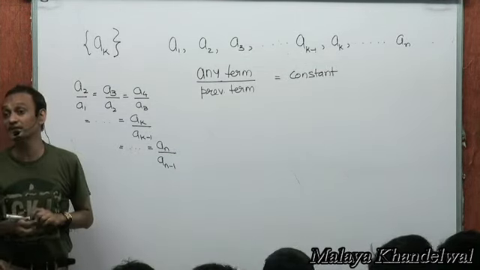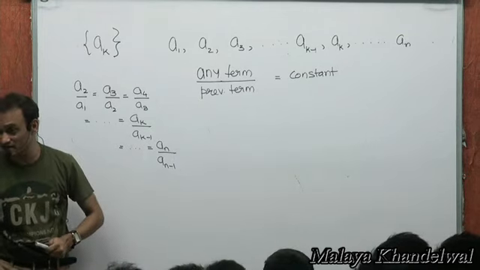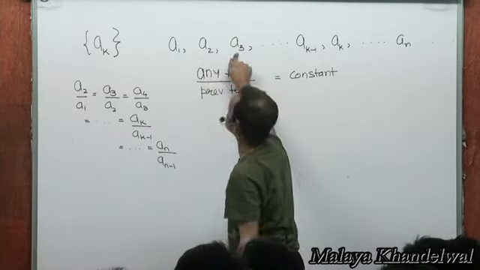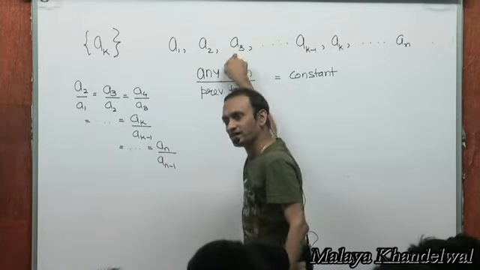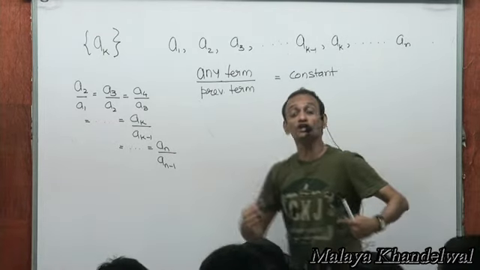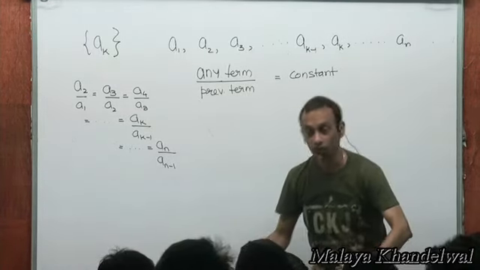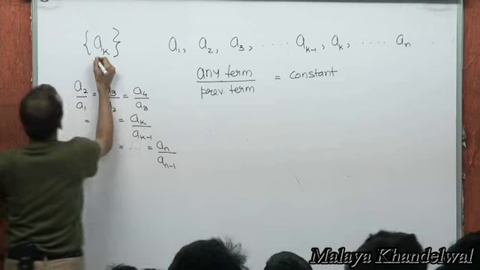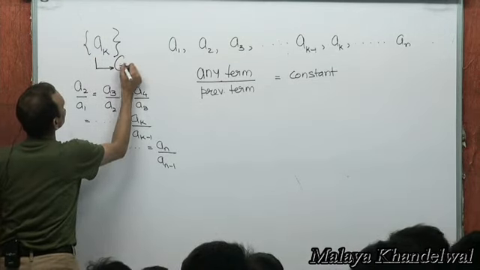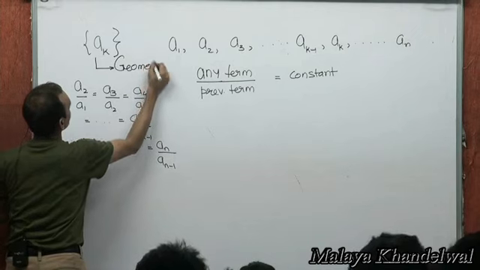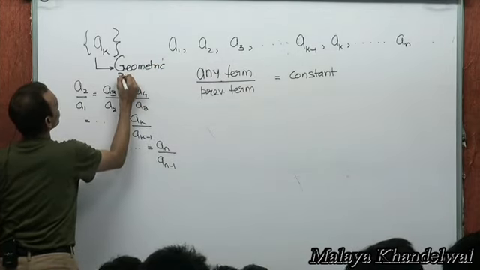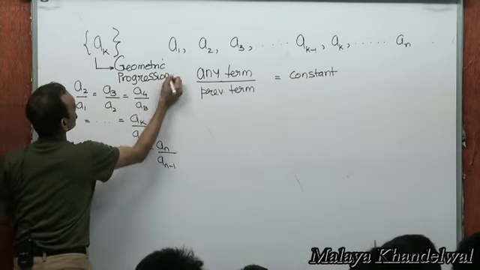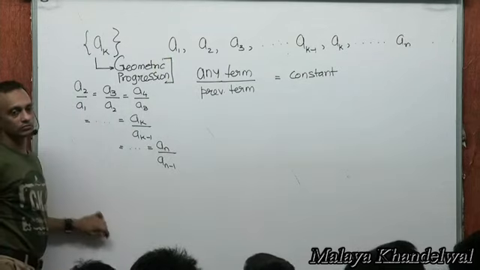This ratio is preserved in this collection of numbers. Any term divided by the previous term is a fixed number, right? That means if A2 by A1 is 3, then A3 by A2 must also be 3. Then A4 by A3 must also be 3, and so on and so forth. If the ratios of consecutive terms are preserved, then the sequence is said to be a geometric progression.